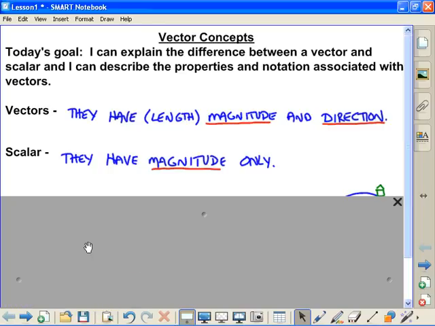All right, so here is our first official material for the grade 12 course. And so the very first topic we're talking about is vector concepts. So that's what we're going to talk about. This is what the first unit is going to be.